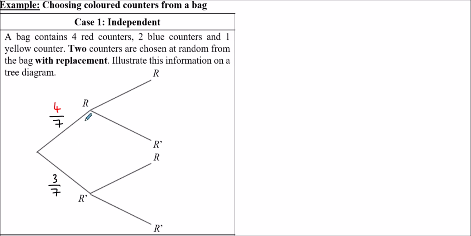These branches represent the first picking. For the second picking, we're told that the counters are put back, and so what happens in the first pick does not affect the probabilities for the second pick. So the first picking is independent of the second and vice versa. Because the counters are put back after the first picking, there's the same number of counters as before, hence the same probabilities. So for this one, the chance of picking a second red would again be 4 out of 7. The same down here as well. Hence the chance of not picking a red again would still be 3 out of 7.